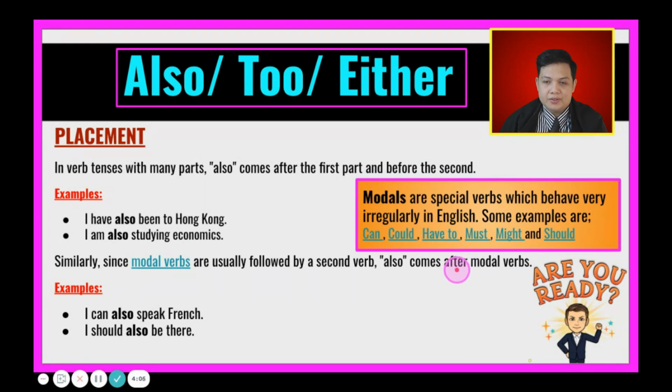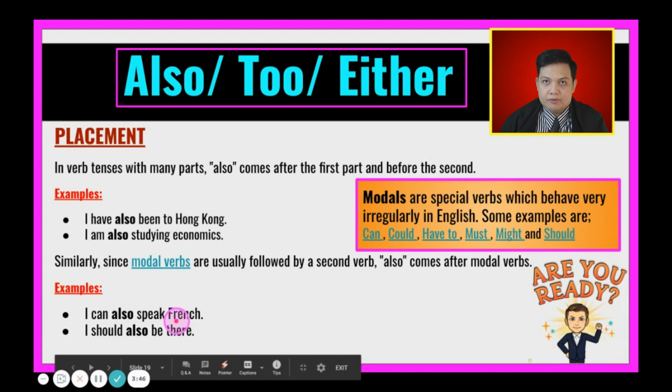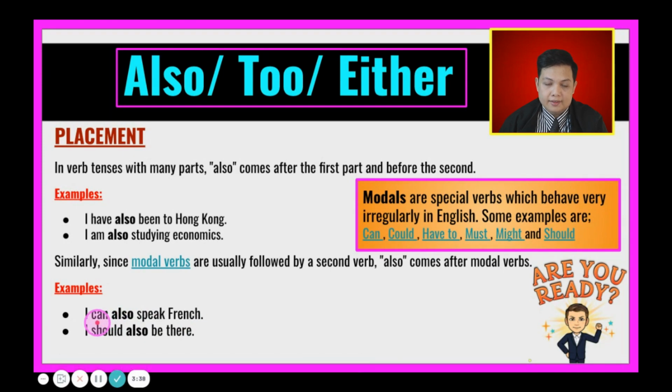Now what are modals? Modals are special verbs which behave very irregularly in English. Some examples are can, could, have to, must, might, and should. Now let's take a look at the following examples. I can also speak French. So also comes after the modal verb can.